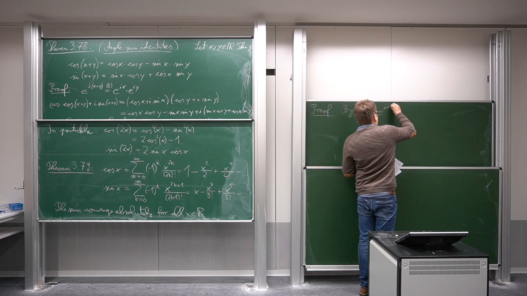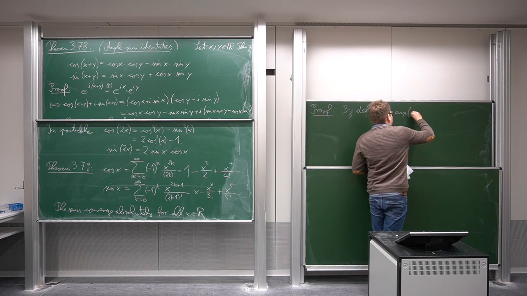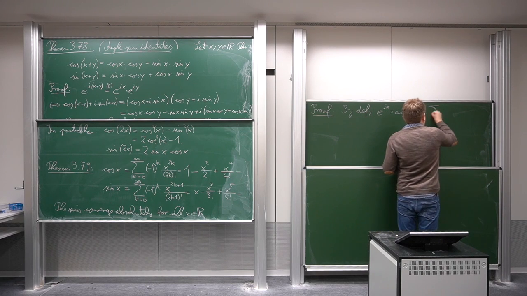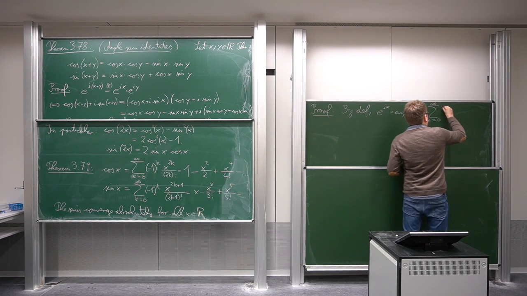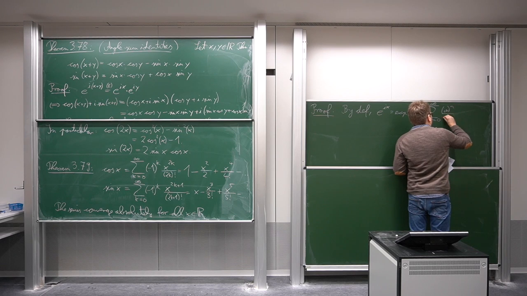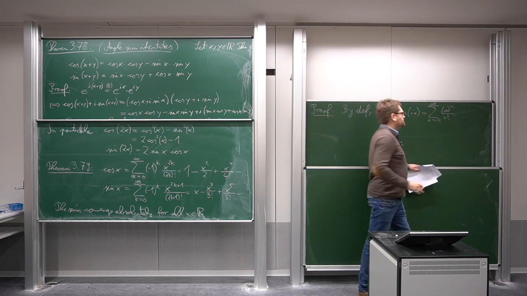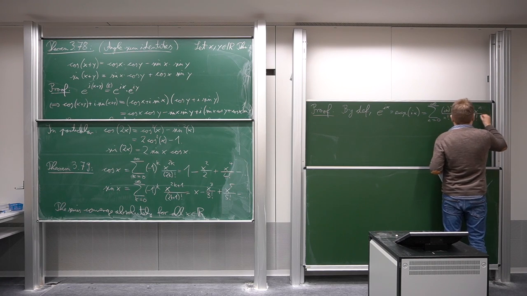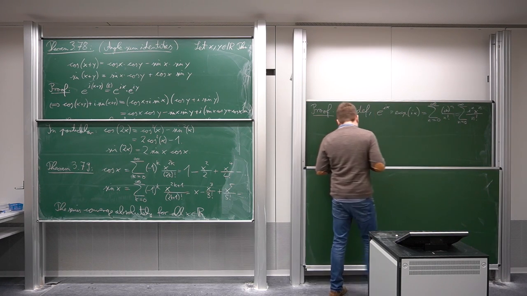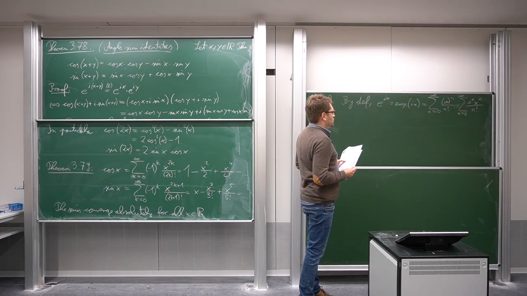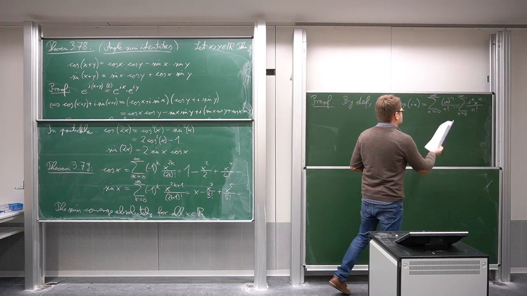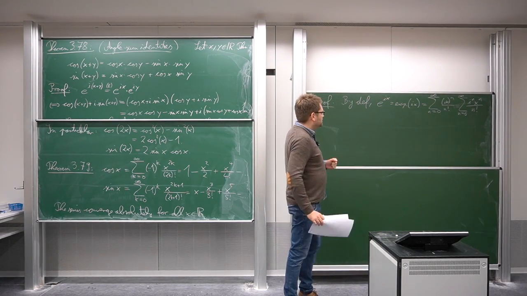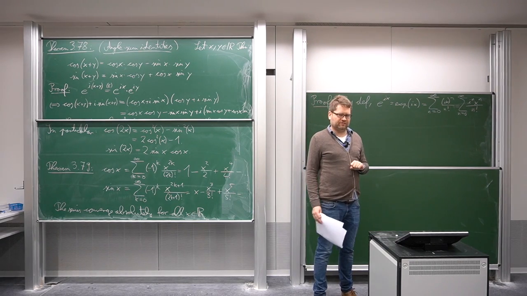e to the power of ix is the sum n from 0 to infinity, ix to the power of n divided by n factorial, and this is of course the same if I just multiply this out in the numerator. This is the sum from 0 to infinity of i to the power of n, x to the power of n divided by n factorial. So this is just a general thing, and now we have to decide what is the real part and what is the imaginary part of this series.